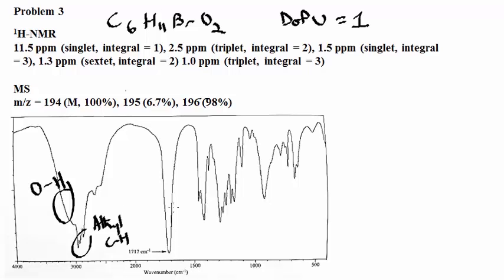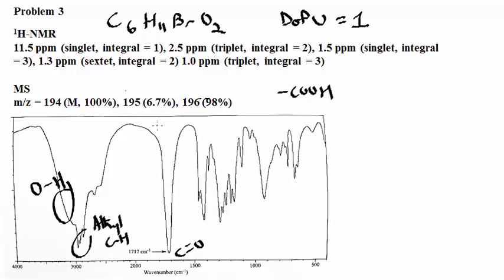We know already from this very prominent peak that we have the C double bond O carbonyl group stretch. Now we know that we don't have enough oxygens here to have both a ketone or an aldehyde and a carboxylic acid. So likely we just have the COOH functional group in this molecule.